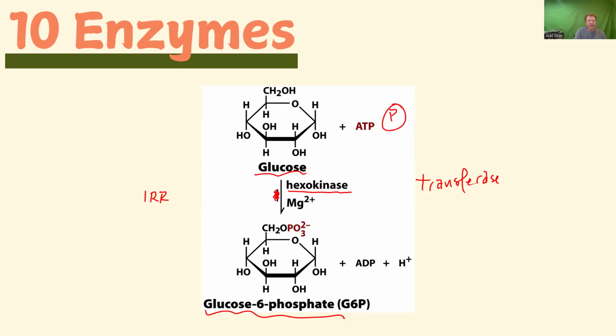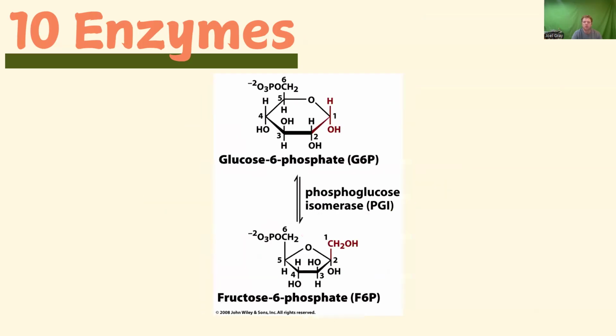Does it require magnesium? It does. Is that something that I want you to drill into your memory? Not so much. What I want you to focus on is that it is a transferase. It transfers a phosphate from ATP onto glucose, resulting in ADP and a proton. So ATP plus glucose yields glucose 6-phosphate and ADP. That's what hexokinase does.